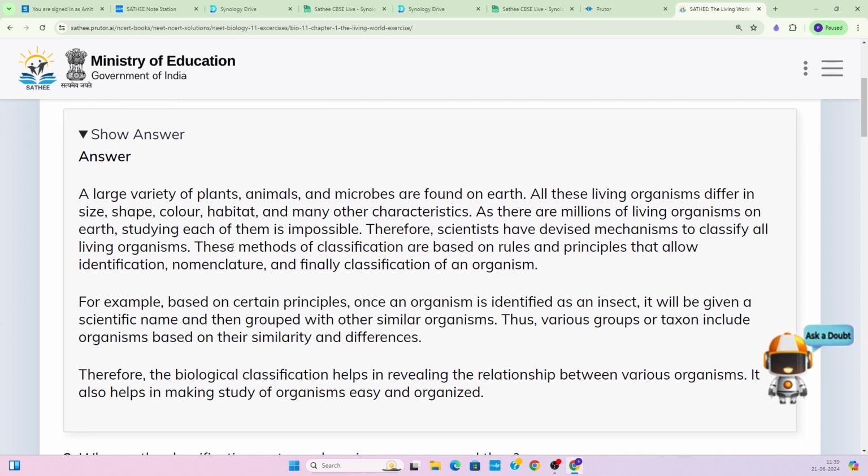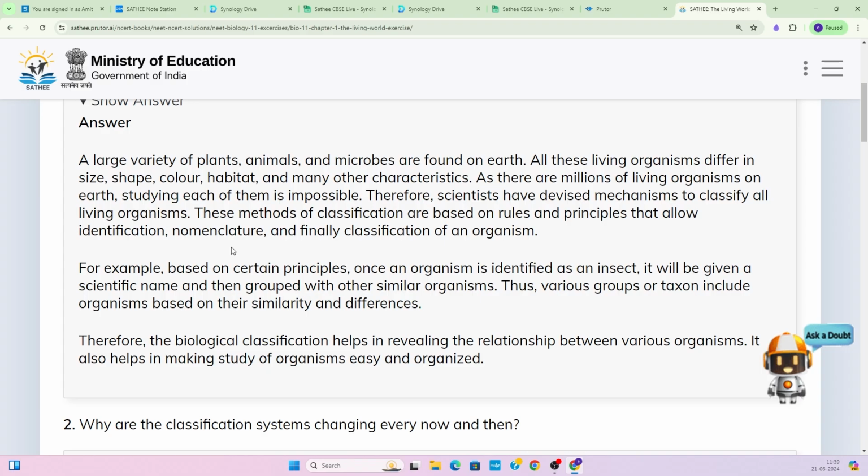So the solution is, a large variety of plants, animals and microbes are found on the earth. Till date, we have 1.7 to 1.8 million biodiversity on our earth. And all these living organisms differ in their size, shape, color, habitat, and many other characteristics, right? Some are smaller, some are large. The shape of organisms is also different. There are organisms of different colors. Their habitats are different.